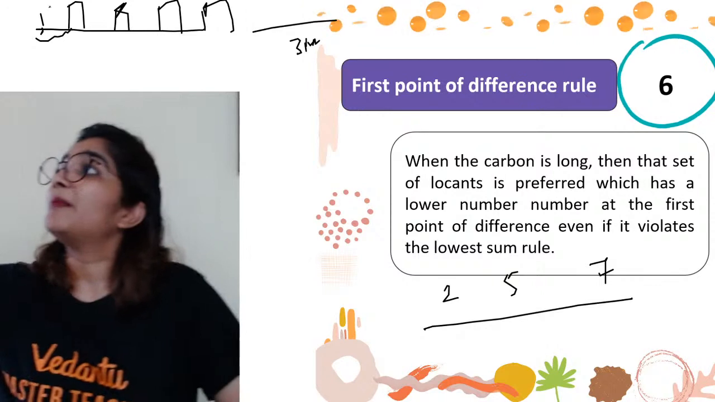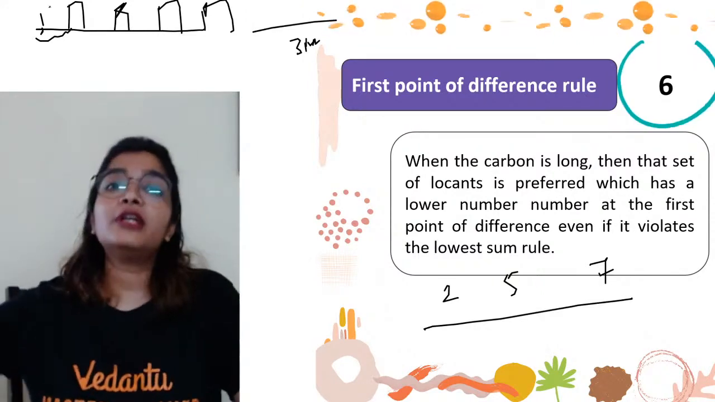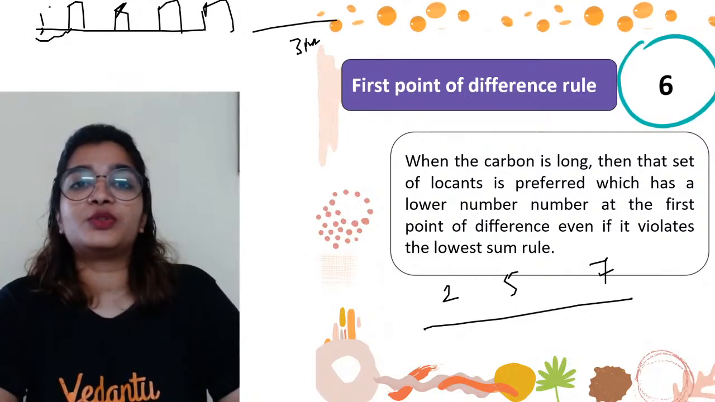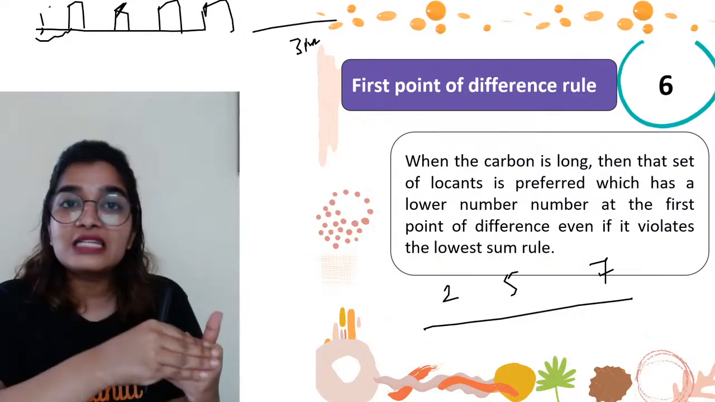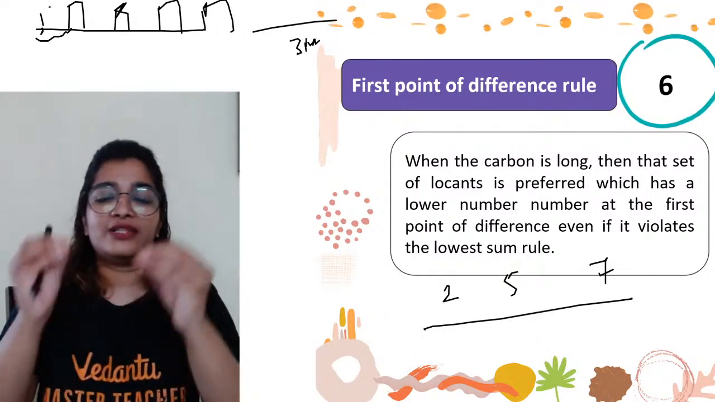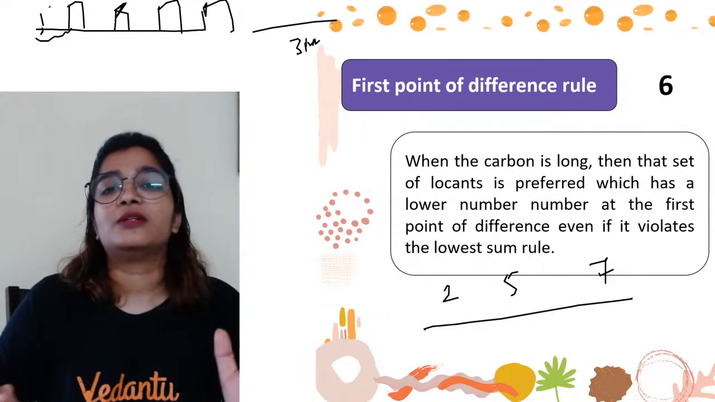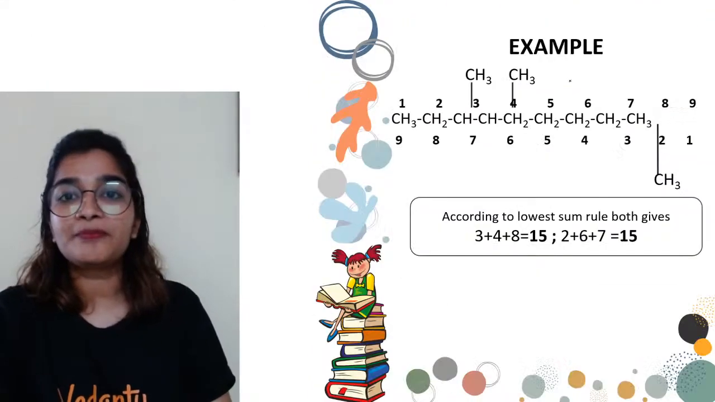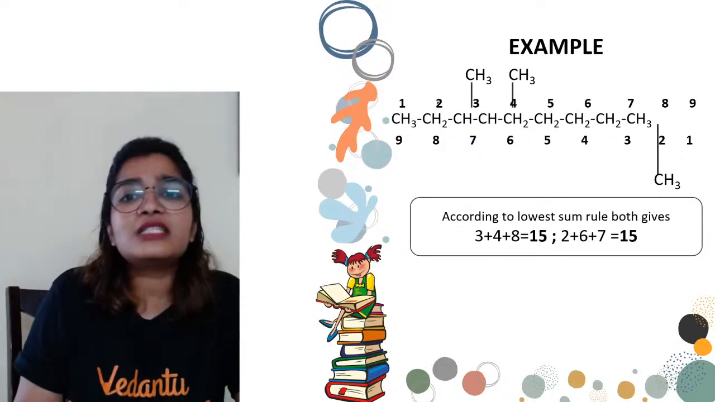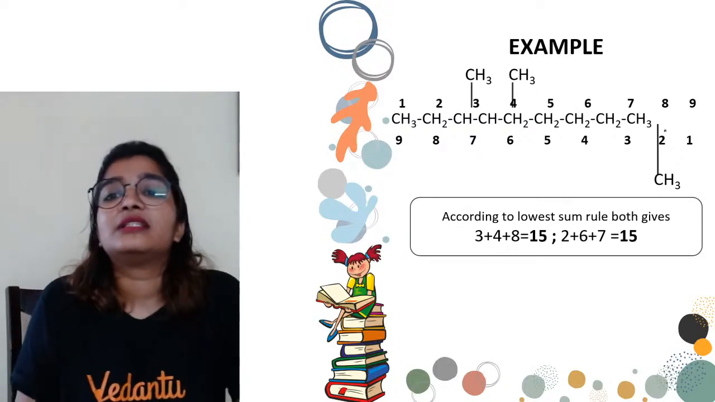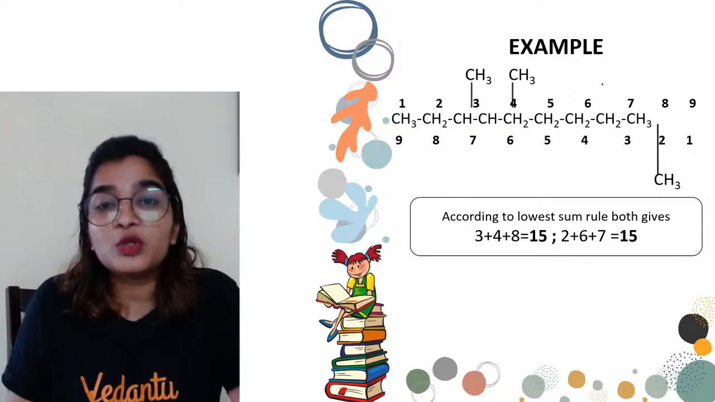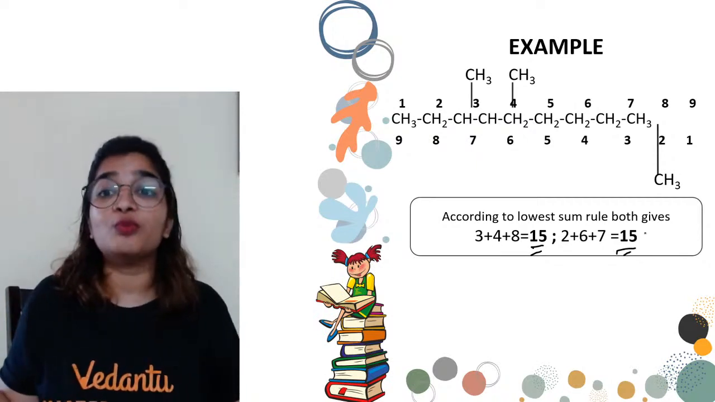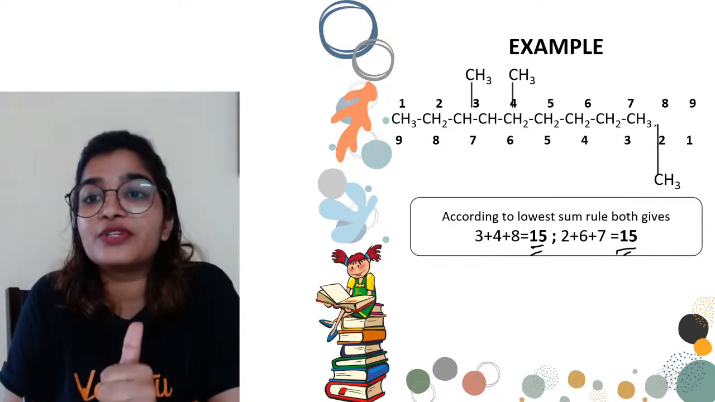Second position. But from right to left, it is at the third position that the carbon has been attached to the substituent group. So in that case, instead of adding all the locants and the positions of the carbon atoms, just go with this first point of difference rule. So what does it mean? Here, first and second and third, and then this second position. Even though when I add all this, it is the same, 15 and 15. So which one should I choose? You might be confused. So what is the first point of difference?